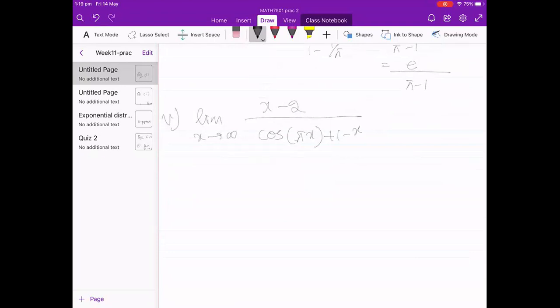Yeah, you should be telling. We did something like this last week. What's the approach that you're going to use? Yeah, squeeze theorem. So you start with cos pi x. What are the bounds? Cos pi x is between what?